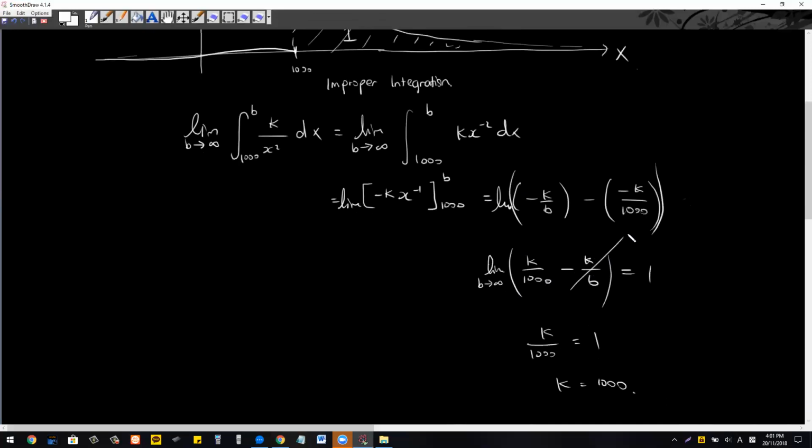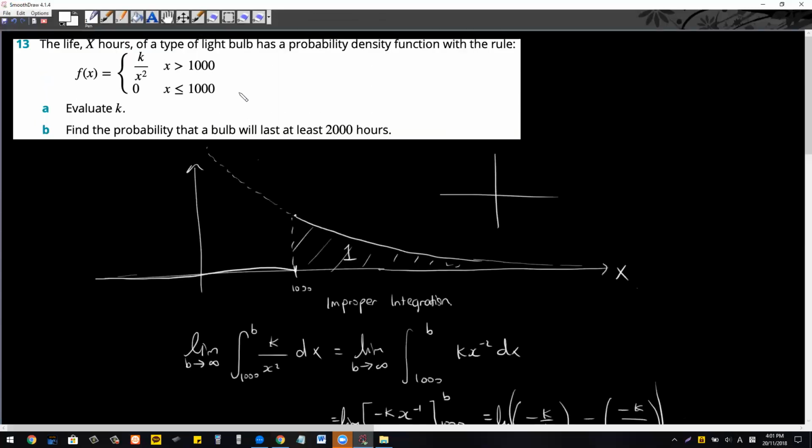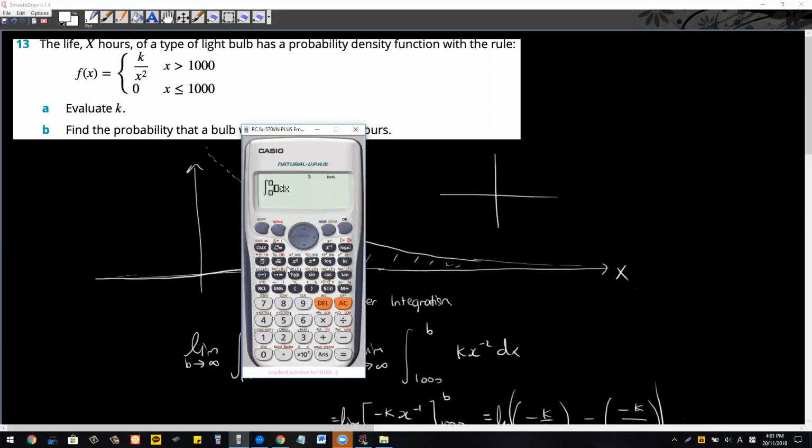Is this the correct answer? Let me just check. It is question 13. Yes. K is equal to 1,000. Yeah. Sure. So if I do this from 1,000 to about 9999999, if I do that, it gives you 1, doesn't it?